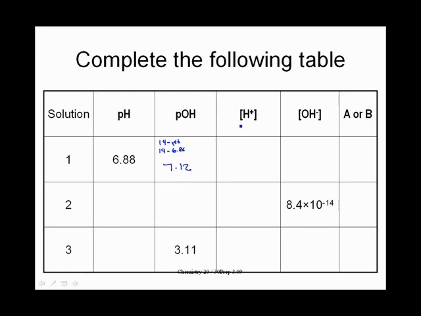To find the concentration of hydronium ions, we can do a couple of things, but the easiest is the negative log, 10 to the negative pH. So we're going to go, the pH is 6.88, so this would be 10 to the negative 6.88.